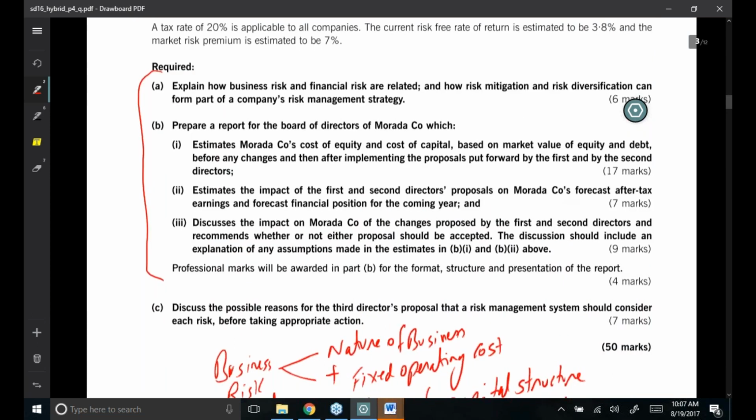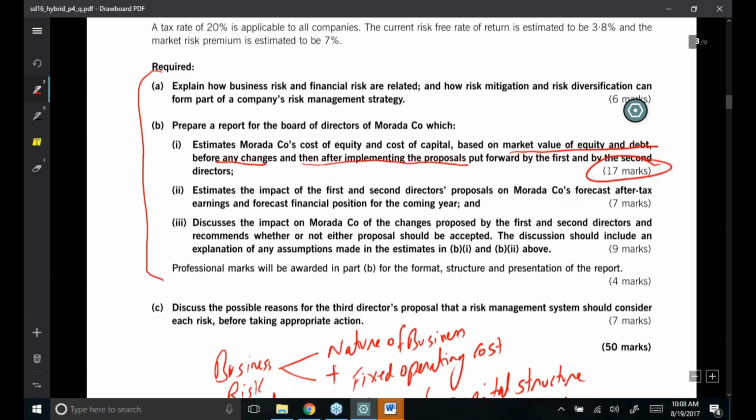Second is: prepare a report for the board of directors of Murata company, which estimates Murata company's cost of equity and cost of capital based on market value of equity and debt. So you need to calculate market value of equity and debt before any changes. That means you have to calculate current cost of equity and current cost of capital, and then after implementing the proposal, you will have to calculate the cost of equity and cost of capital. That is of 17 marks.